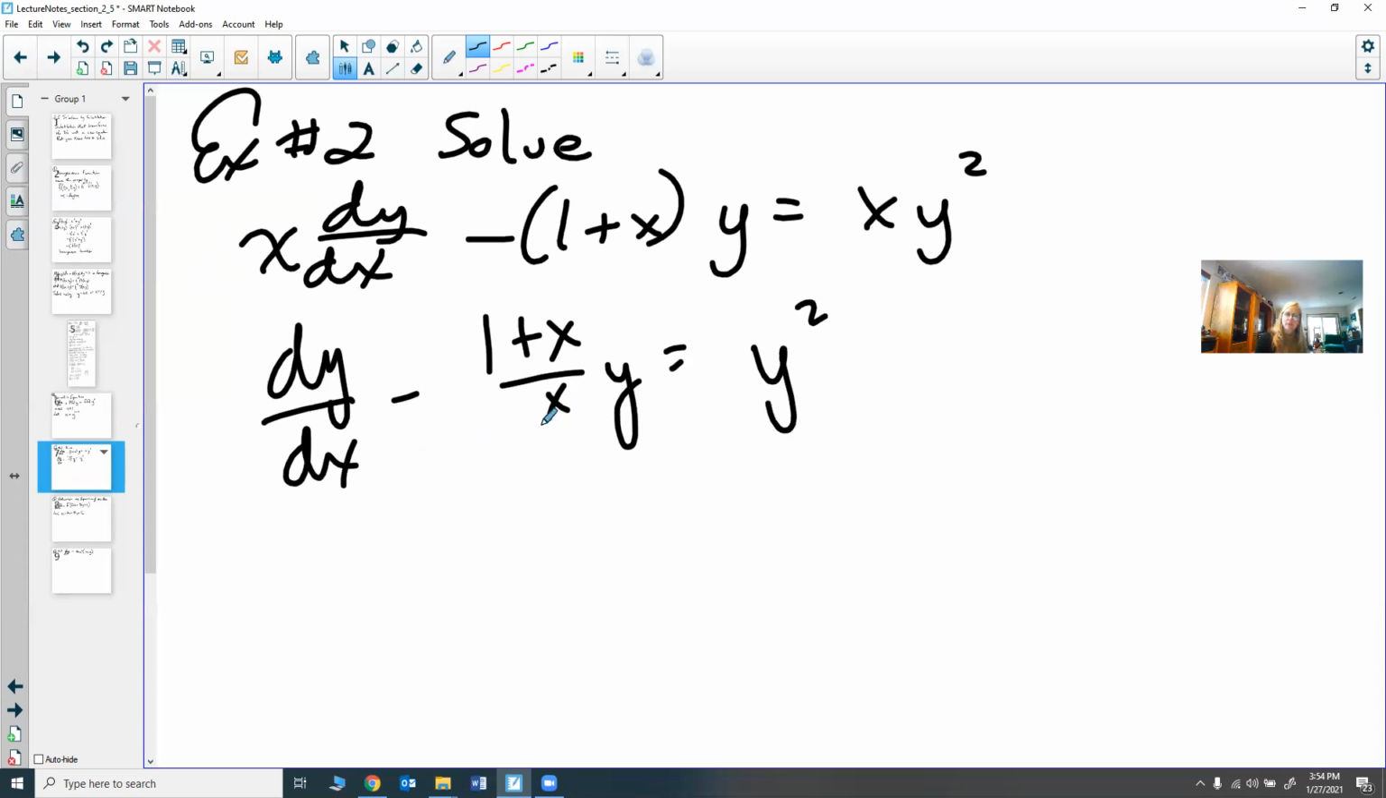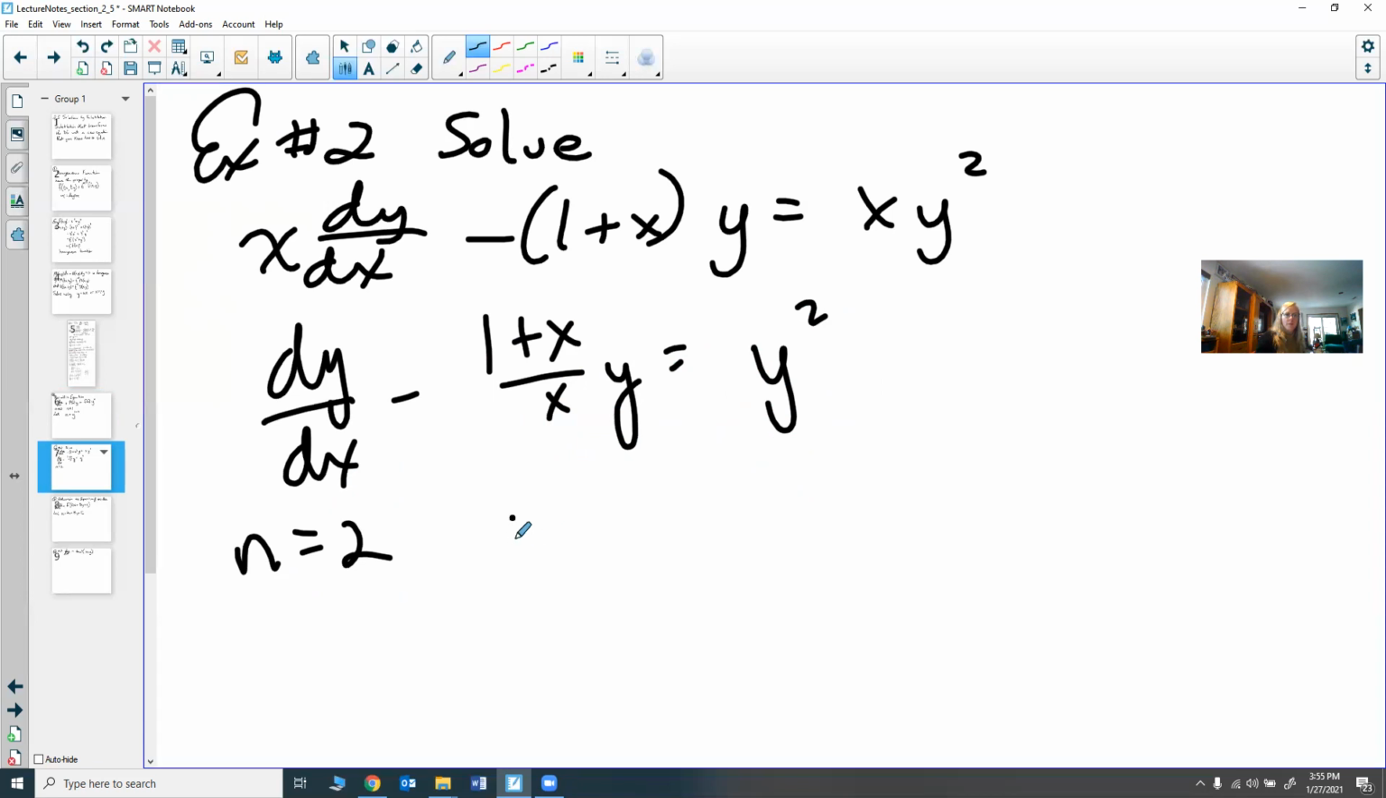This is not linear because even though the (1 plus x)/x doesn't have a factor of y in it, the y squared is a y squared, and we can't get that any way out of that. So this is a Bernoulli because it is of the form of being linear until we get to this y squared. So this is the Bernoulli equation. In this case, my n equals 2 because we have a 2 over here.